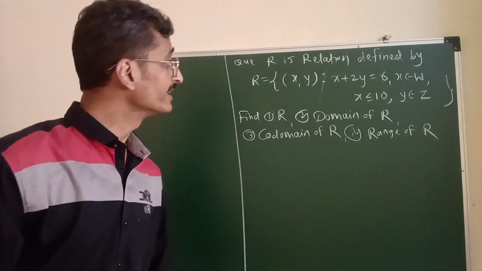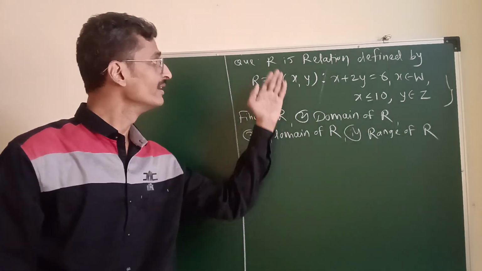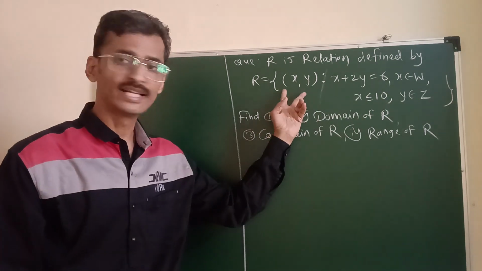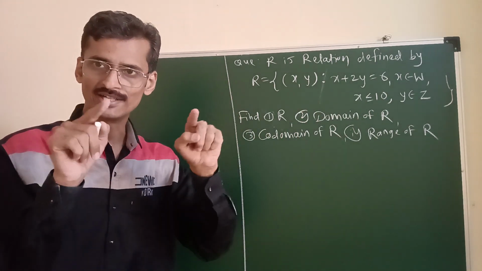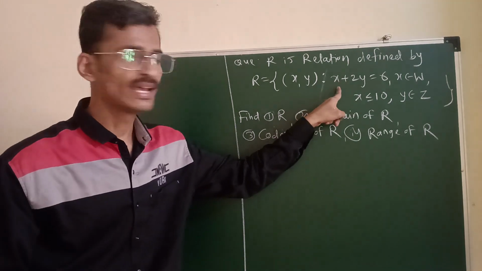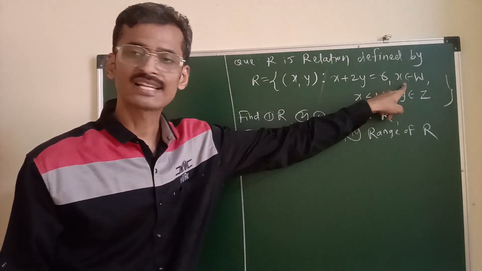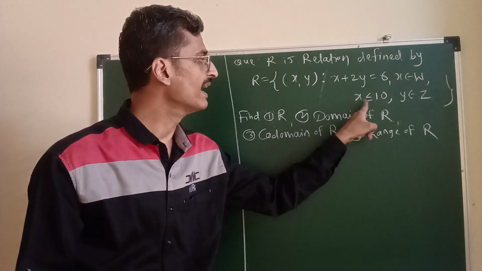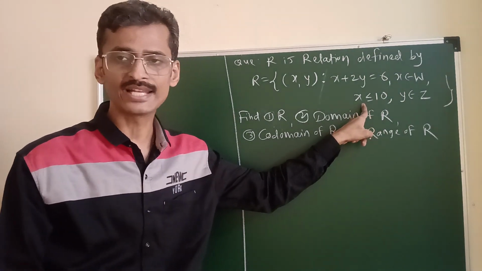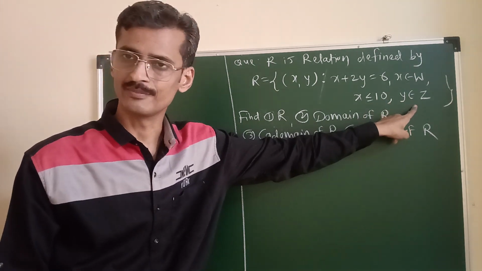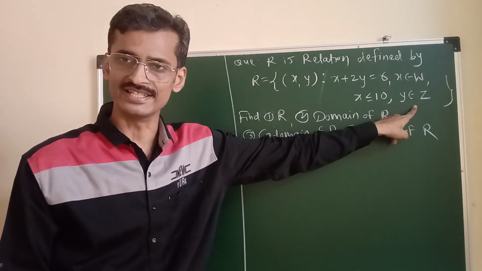Hello, let us see this question of relation. R is the relation given by this. We want ordered pairs (x, y), where the condition is x + 2y = 6, x we want a whole number and also less than or equal to 10, and y we want from the integers, y belongs to Z, meaning we want y an integer.